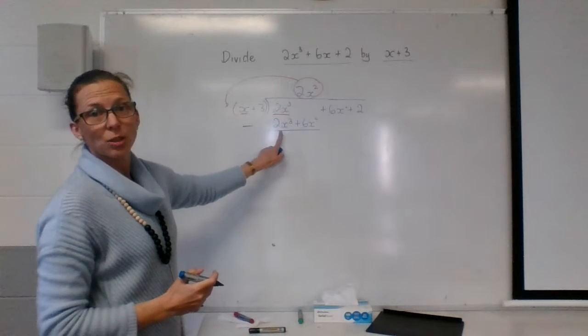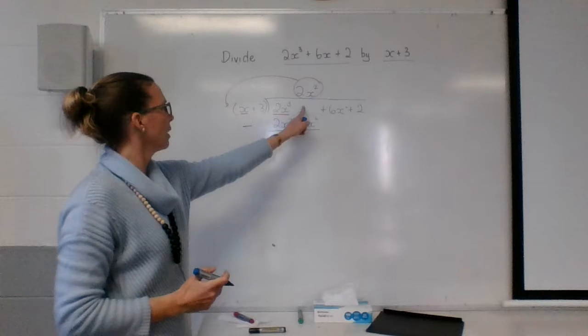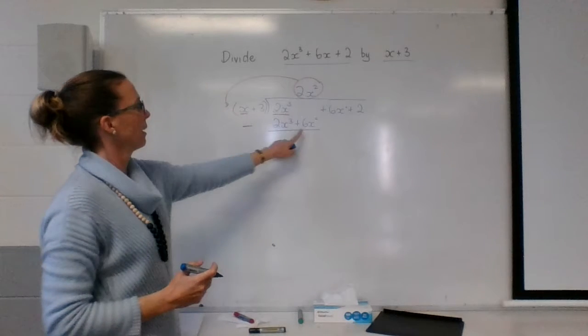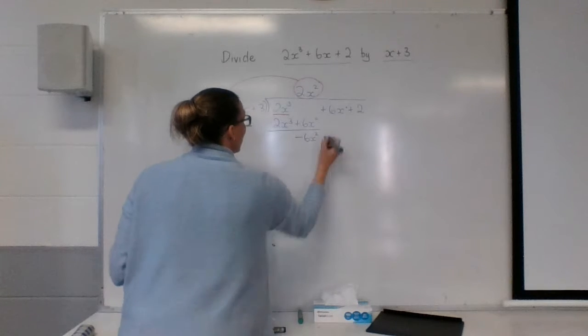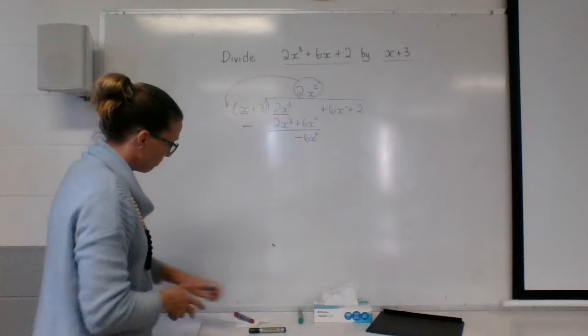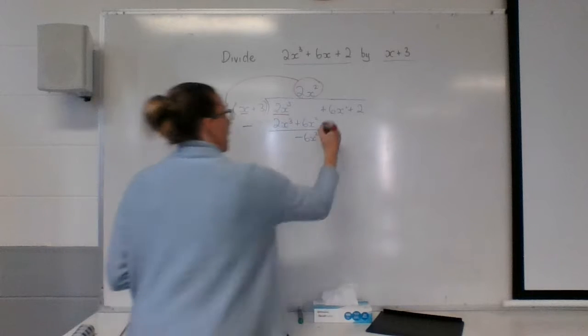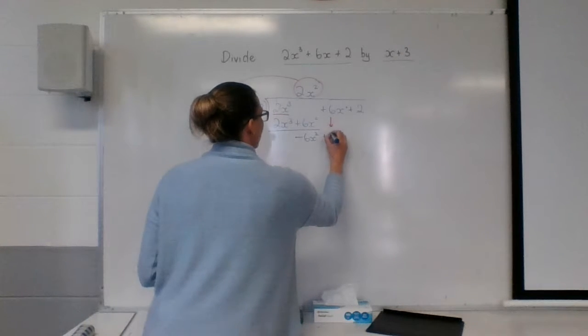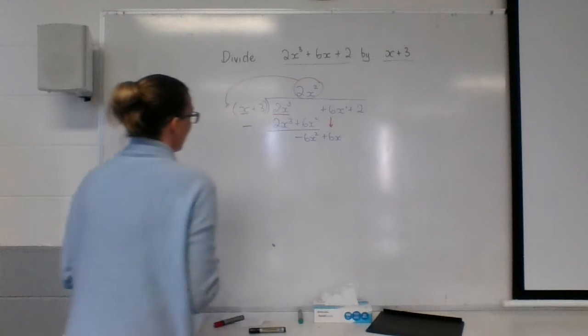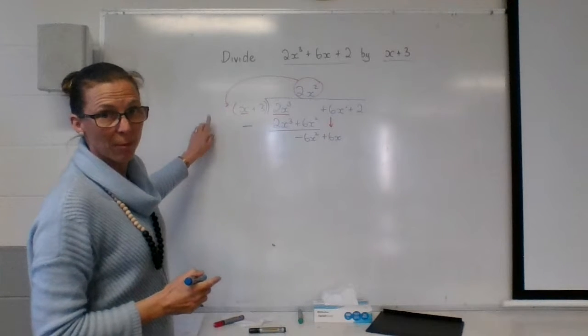2x cubed take 2x cubed is nothing. 0 take 6x squared is just negative 6x squared. At that point, I'm going to draw down this term, plus 6x. I'll just take a moment and rub out some of my red working here.